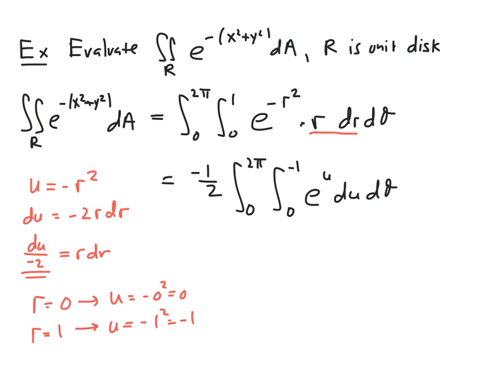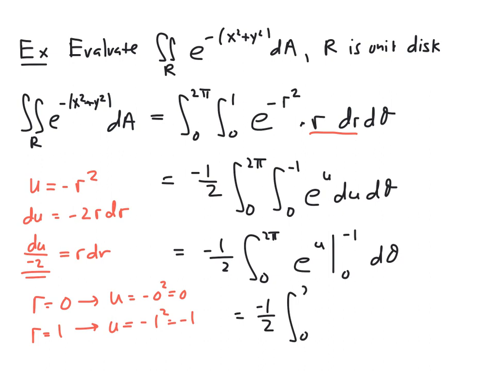This is a standard u substitution from single variable calculus, and at this point the integral is quite easy to compute. So we have negative 1/2, integral 0 to 2 pi. An antiderivative of e to the u is just e to the u, and we're evaluating from 0 to negative 1. So we have negative 1/2, integral 0 to 2 pi, of e to the negative 1 minus e to the 0, which is 1. So we have e to the negative 1 minus 1.